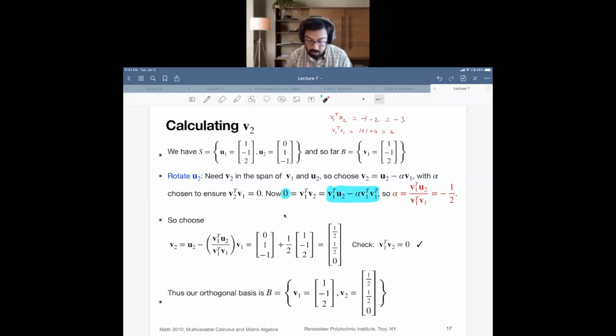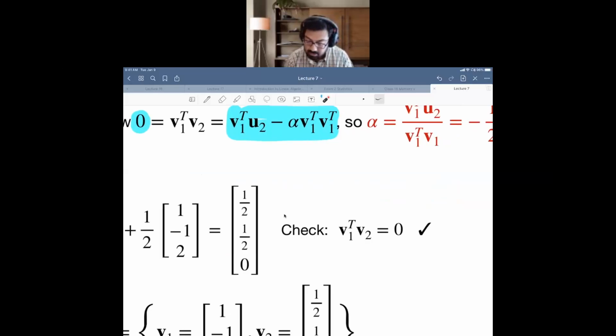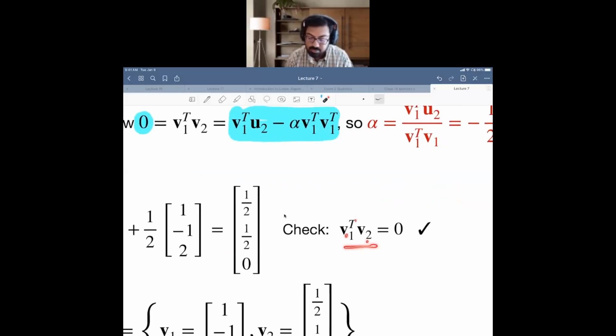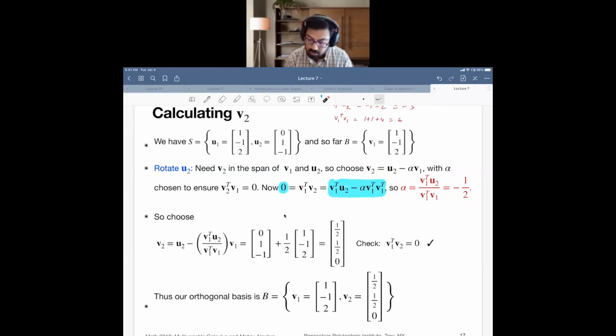Now, let's quickly check whether v2 is going to be orthogonal to v1 or not. How do you check that? Simply find the dot product. V1 transpose v2. Does that go to 0 or not? You take v1 from here, you take v2 from here, find the dot product. You will see that it goes to 0. So that's a very quick way of checking whether things are orthogonal to each other or not.